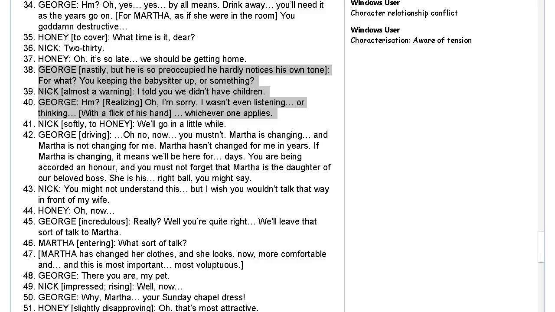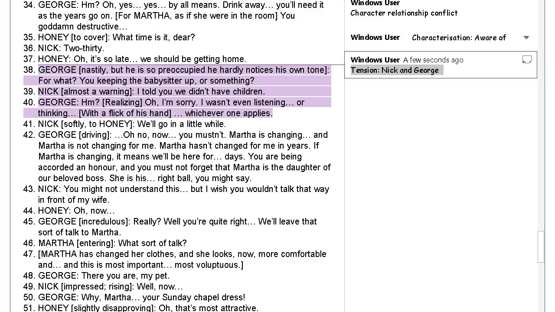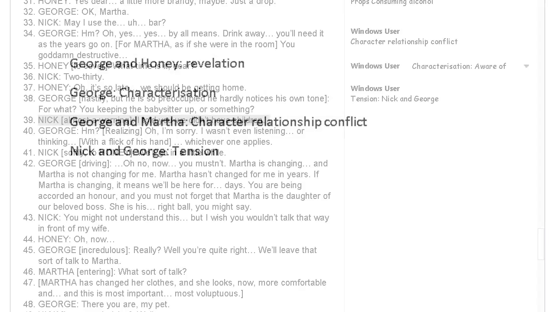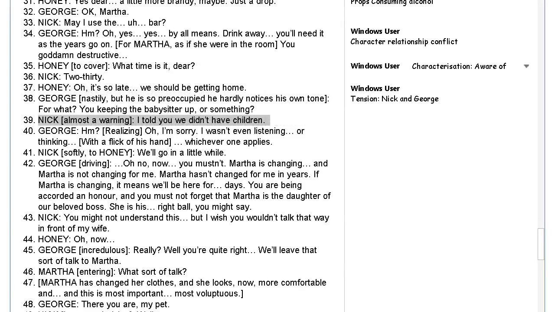So now we've got this potential threat of tension between these two, Nick and George. Now, what is the source of the tension between Nick and George? Why are we starting to notice perhaps this sense of potential conflict between these two characters? George is keeping Honey. Yeah. I told you we didn't have children, so this whole topic of children obviously seems to be quite sensitive. We're not sure why yet.